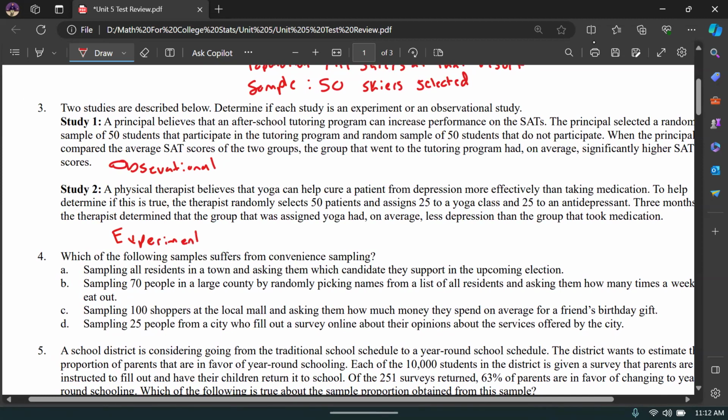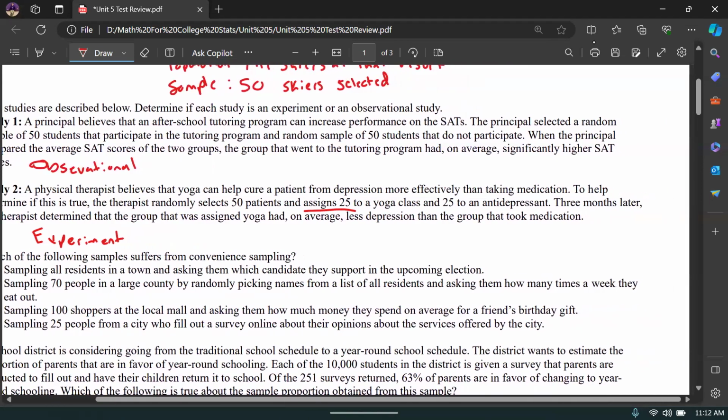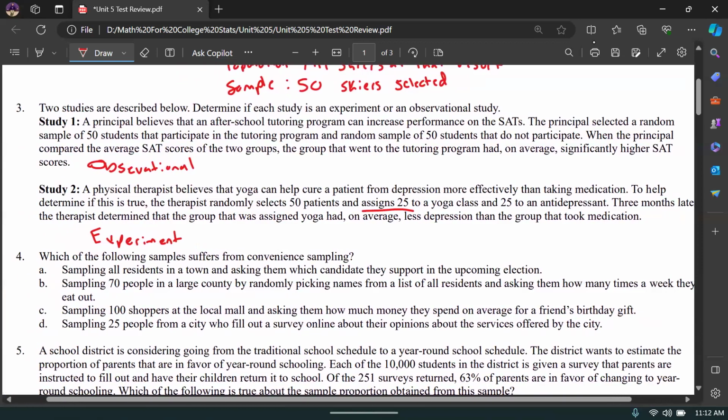And we can tell that because they are creating these groups and they are assigning to these groups, right? So that's the experiment, right? Again, an experiment will create the groups, assign treatments. Observational studies don't necessarily do that.